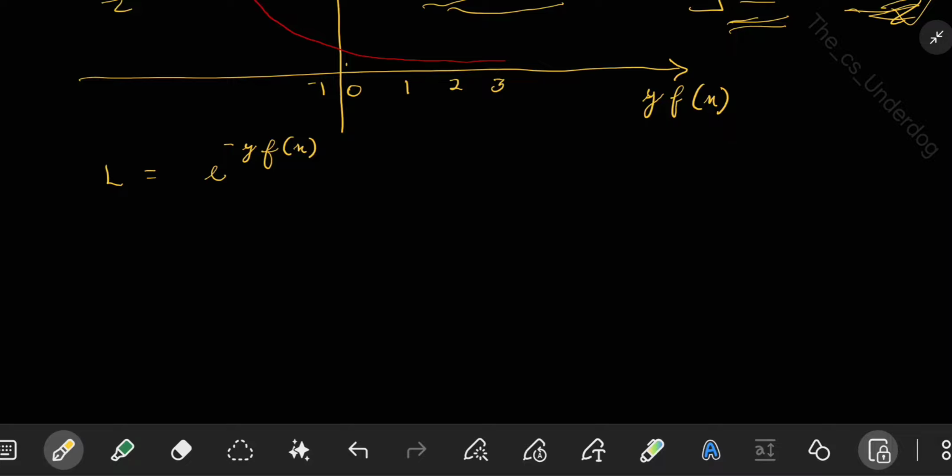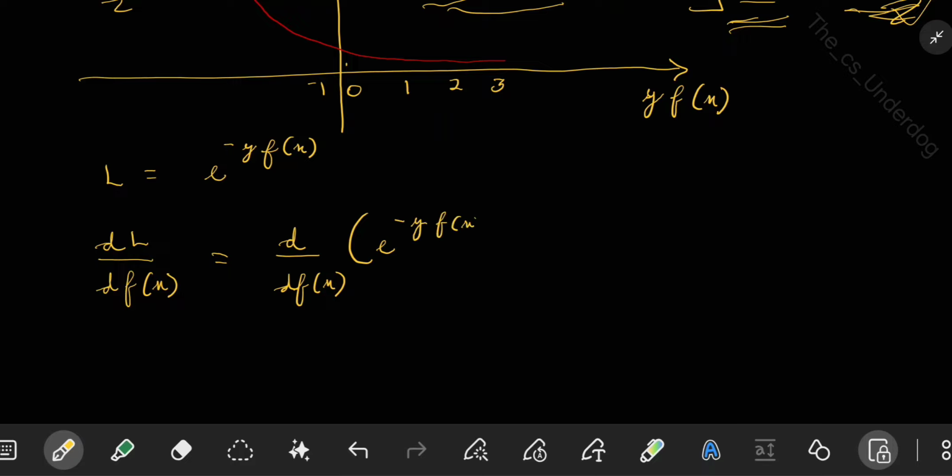What should be the gradient then? Let us try to find out the gradient. Gradient is dL by df of x. This is what you call the gradient, the first derivative with respect to f of x. Then what will it be? Whenever you take the derivative of e power x, that will be e power x itself. Let me write it like this: d by df of x of e power minus y into f of x.